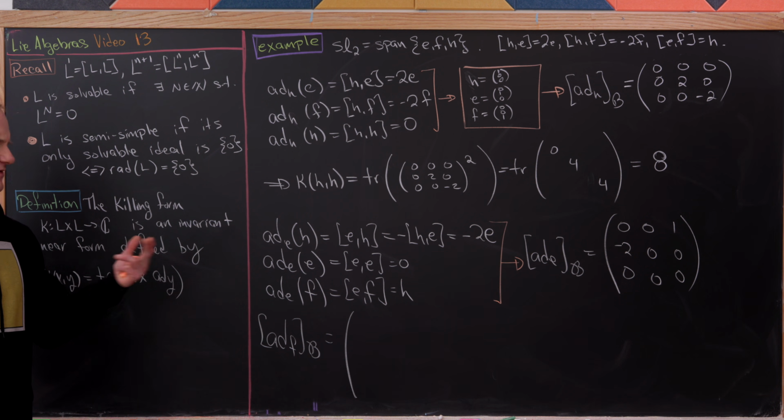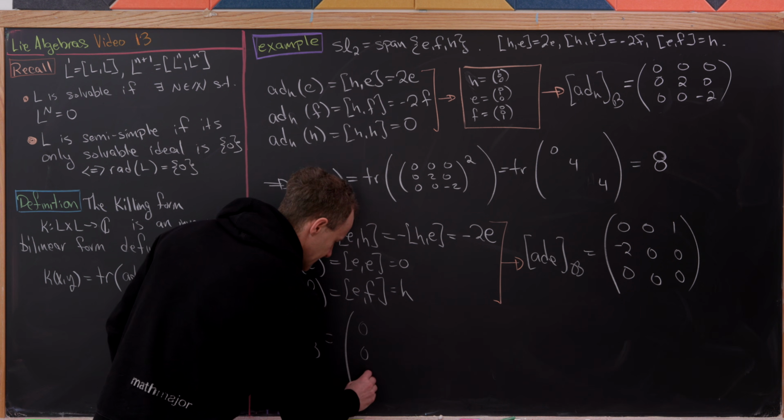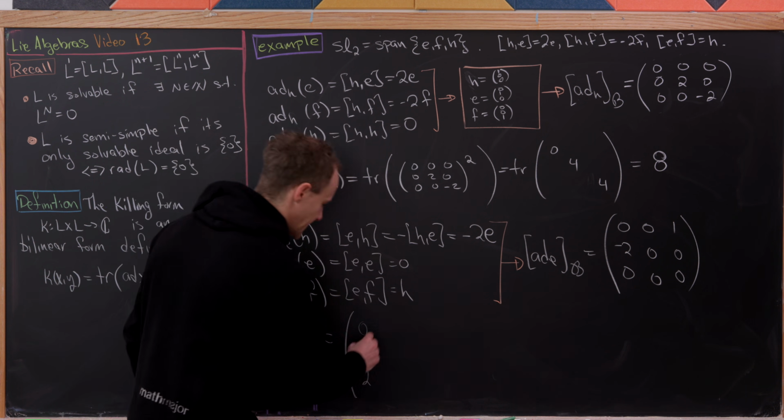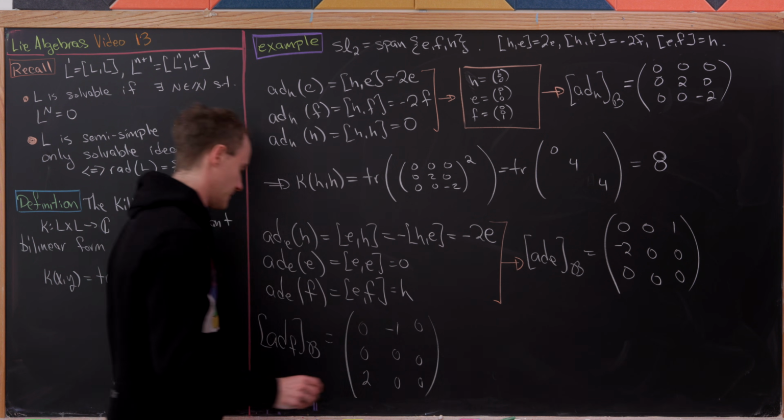And then similarly, we can find a matrix representation of ad F. And I won't go through the very similar calculation, but it looks like this. So we have 0, 0, 0, 2 in the first column. And then next we have minus 1, 0, 0, and then finally 0, 0, 0.